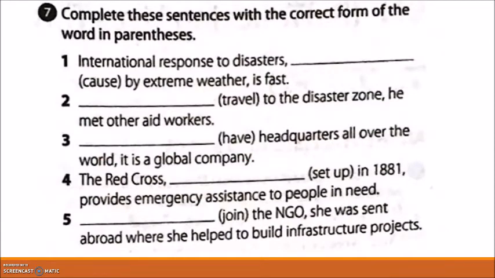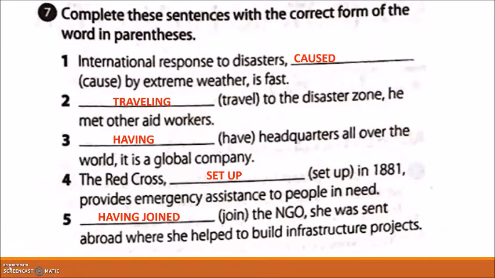So for the last exercise, guys, it says complete these sentences with the correct form of the word in parentheses. So for the first one, we have cause in parentheses, and it says international response to disasters blank by extreme weather is fast. So the answer would be caused. 2. Traveling to the disaster zone, he met other aid workers. 3. Having headquarters all over the world, it is a global company. 4. The Red Cross, set up in 1881, provides emergency assistance to people in need. And last one, guys, it says, having joined the NGO, she was sent abroad where she helped to rebuild infrastructure projects.